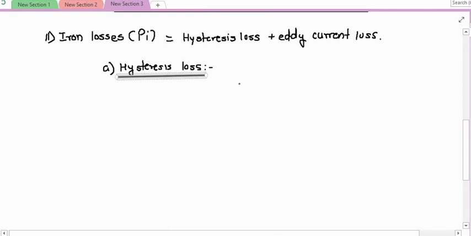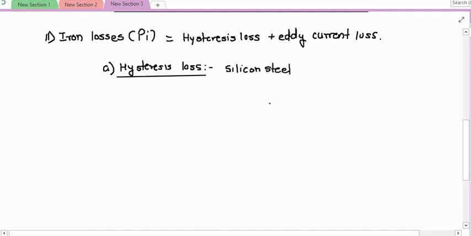Hysteresis loss takes place in the magnetic material. The area enclosed by the hysteresis loop of a magnetic material represents the hysteresis loss of that particular material. In order to reduce the hysteresis loss, we have to use special magnetic material. So to reduce the hysteresis loss, what have we done? We have used silicon steel, which has high permeability and low reluctance, and this will reduce the hysteresis loss.